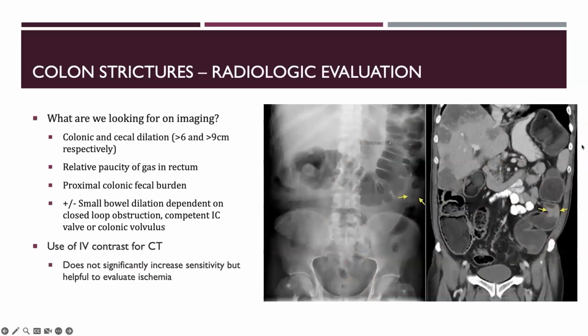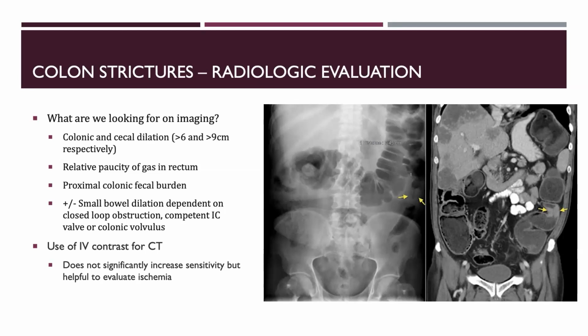So in general, what are we looking for on imaging? The reason why I want to spend a couple minutes on radiology and the workup is because it really matters what the patient looks like on imaging and how they present as to whether we should undergo an endoluminal approach versus a surgical approach. So what are we looking for on imaging that says that we have a colonic stricture that's causing an obstruction? We're looking at colonic and cecal dilation, so whether the colon is dilated past 6 centimeters or the cecum is dilated above 9 centimeters. We're looking for relative paucity of gas in the rectum and proximal colonic fecalization.